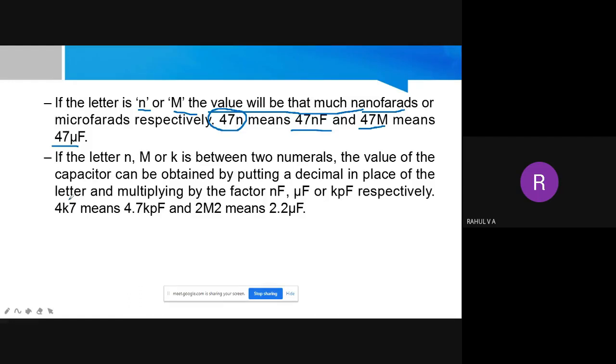47N means it is 47 nanofarad. 47M means it is 47 microfarad.